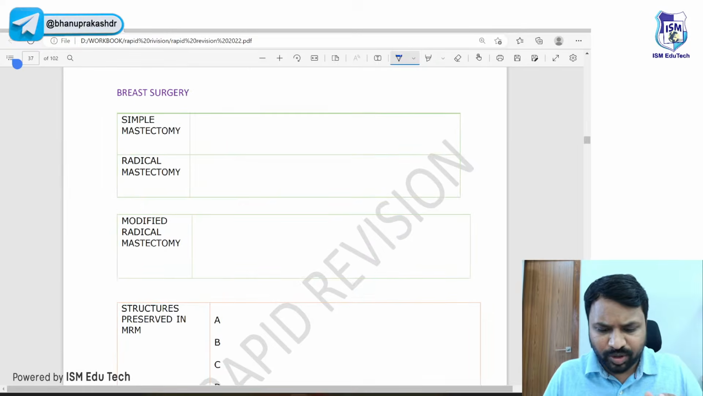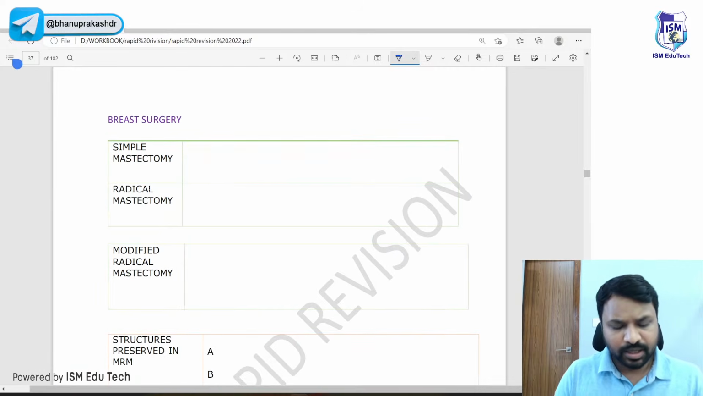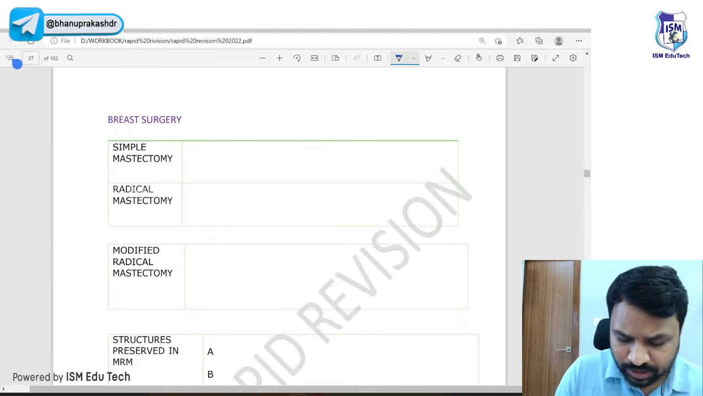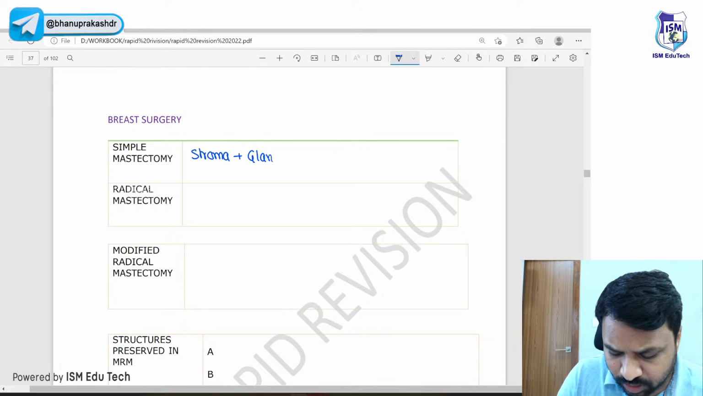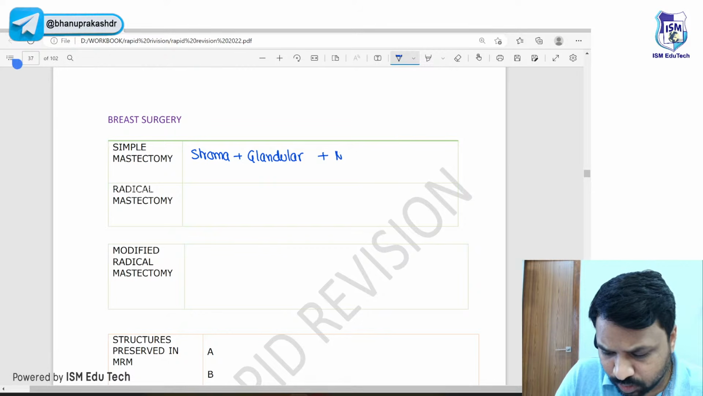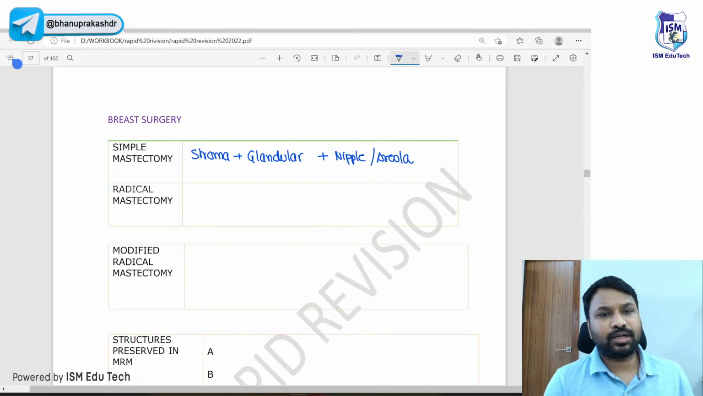So another very important topic from the exam perspective is breast surgeries, right? When you talk about simple mastectomy, what do we remove? We remove the entire stroma of the breast. We remove the entire glandular component of the breast. Along with that, I am going to remove the nipple and the areolar complex. If you do this, it is your simple mastectomy.